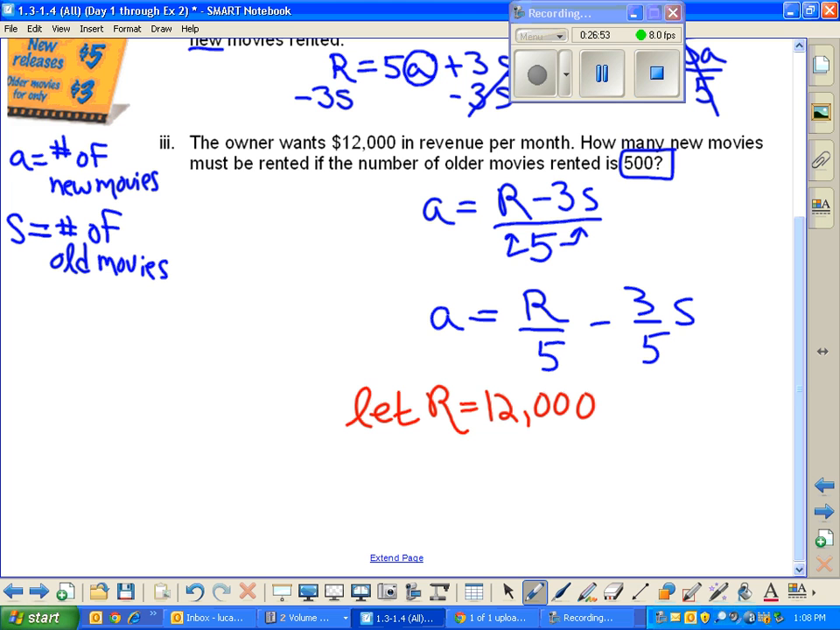So we have our N is a big unknown right now. And our older movies, sorry, you said A. And S is our older movies. Our older movies is 500. So if you want to take some time right now, you're going to tell me what A is. How many new movies must be rented?